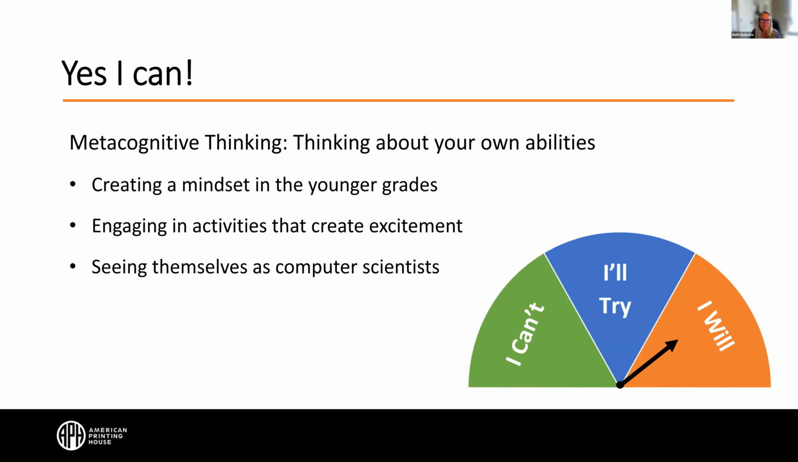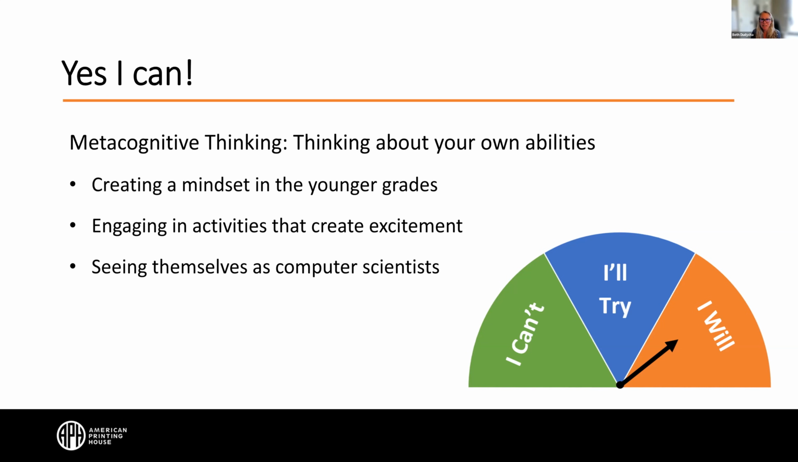So on the screen, there's kind of a half circle divided into 3 parts, and then a little arrow that could flip like a meter. And on it says I can't, and it's in green. In the middle, it says I'll try. So the arrow could flip to the middle in the blue area, or it could flip to the right in kind of an orange area that says I will. This is a great way to help engage kids too when they're trying new things. It is intimidating to start something new, but being mindful about how they are thinking about their own abilities.